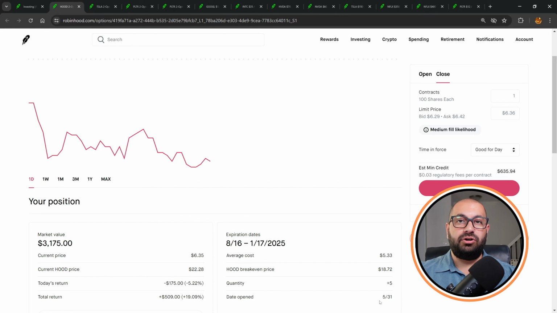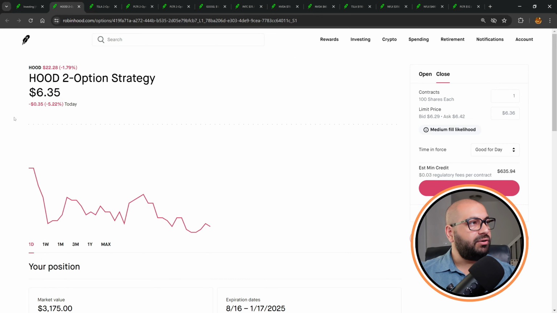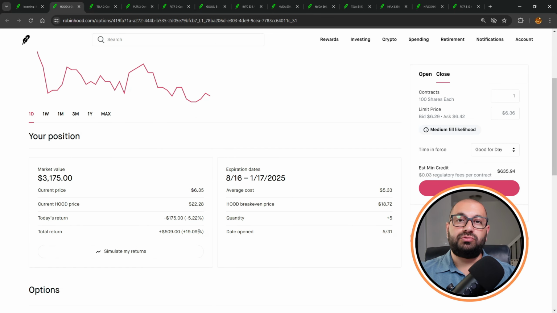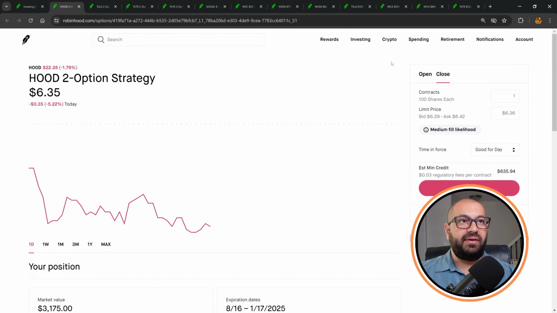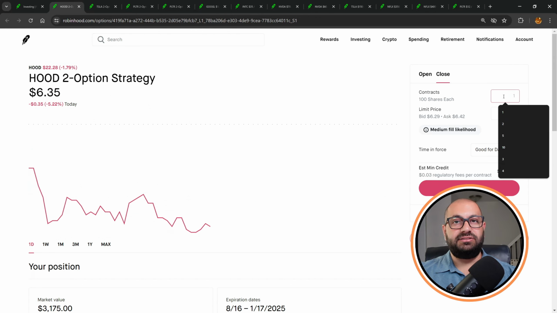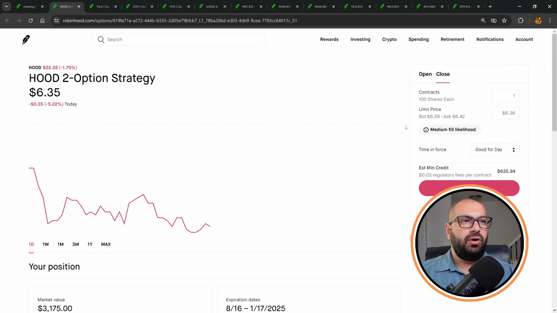We only had this option open for 1 month and we still have at least another 2 months for the short leg to expire. But we are already close to 20% up, which is $509 on these 5 contracts. If I chose to close it right now, I can collect this profit and just start a new trade, or I can wait and see if I can collect more credit.